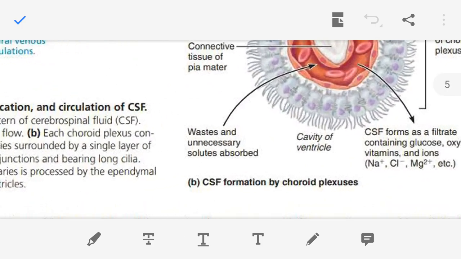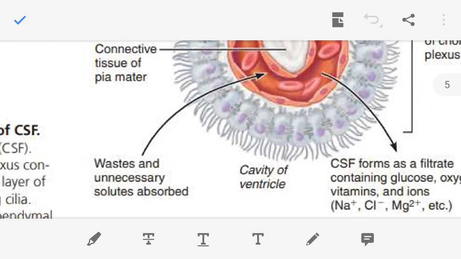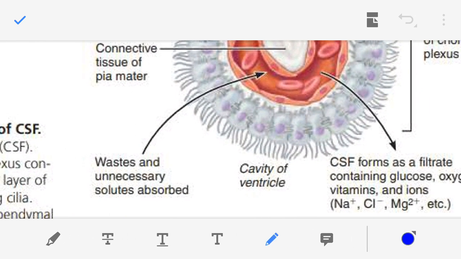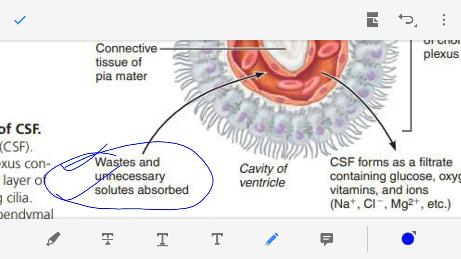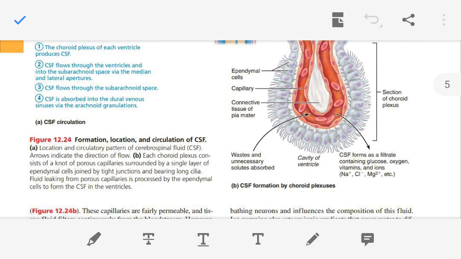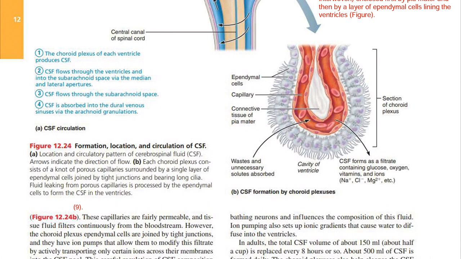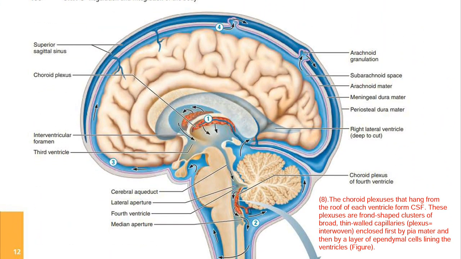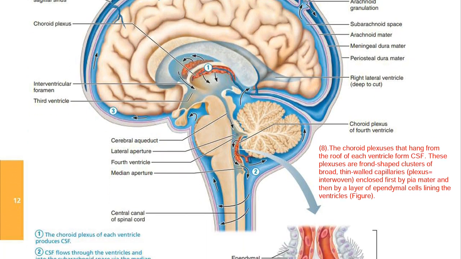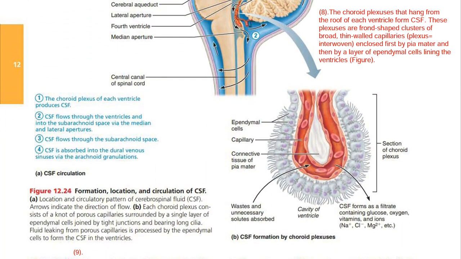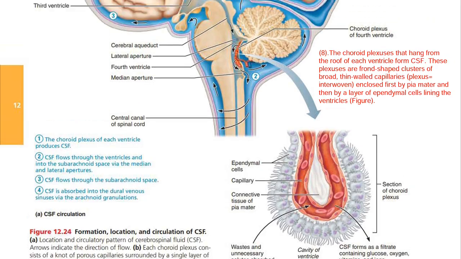And from the CSF, what is happening? Waste and unnecessary solutes or ions are absorbed, returning back from CSF to the blood of the capillary. I'm showing you this figure. One more figure I would like to show you.